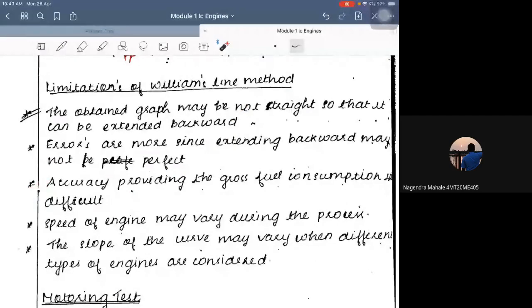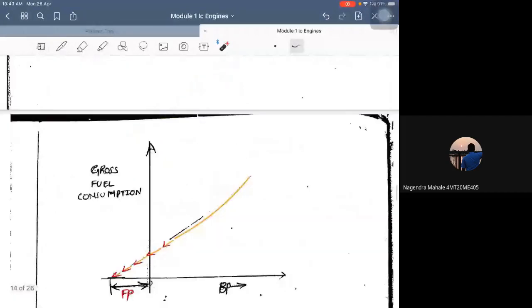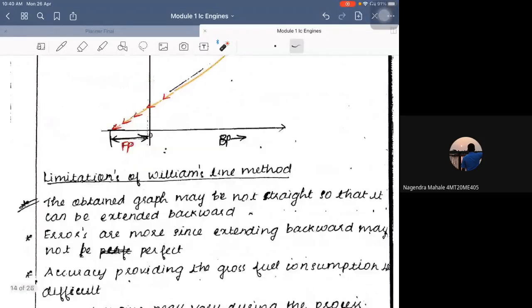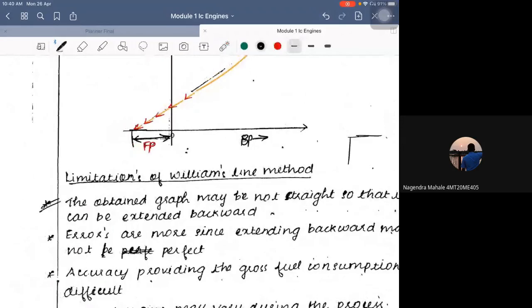Accuracy in providing the gross fuel consumption is difficult. So it is difficult to give the gross fuel consumption exactly, they say. Why? Suppose there is an engine, there is an inlet valve. You have set it to 2%. What is the guarantee that only 2% of the fuel is going? We cannot monitor that level of accuracy for the fuel consumption, isn't it? So that is one of the problems.